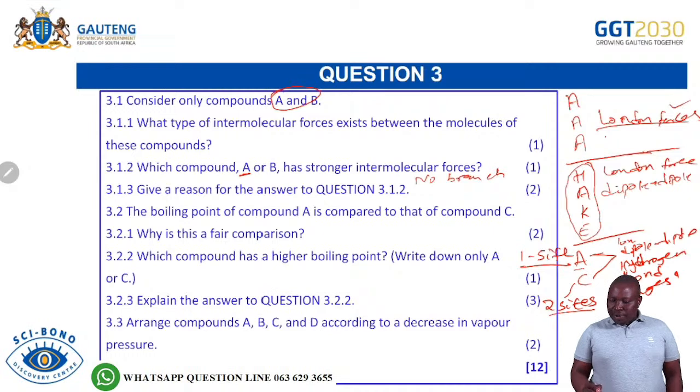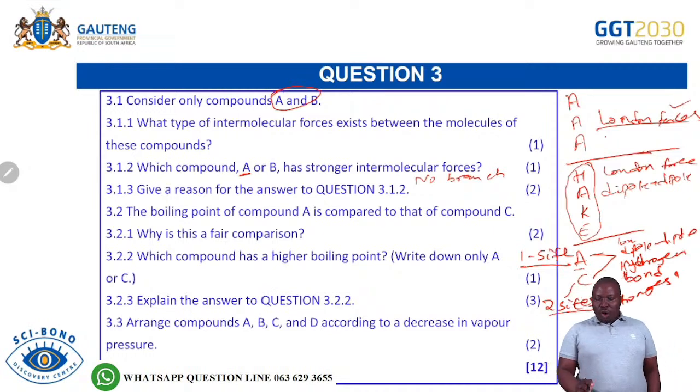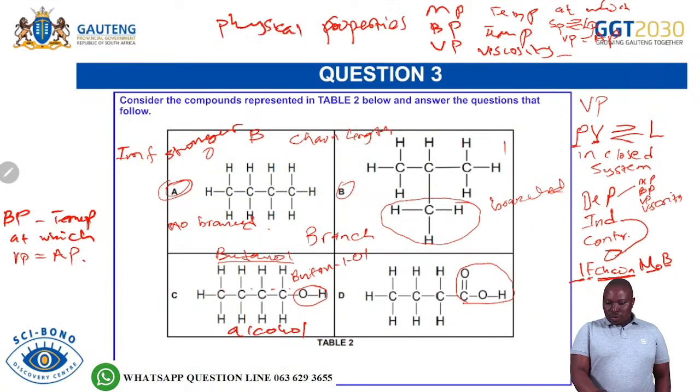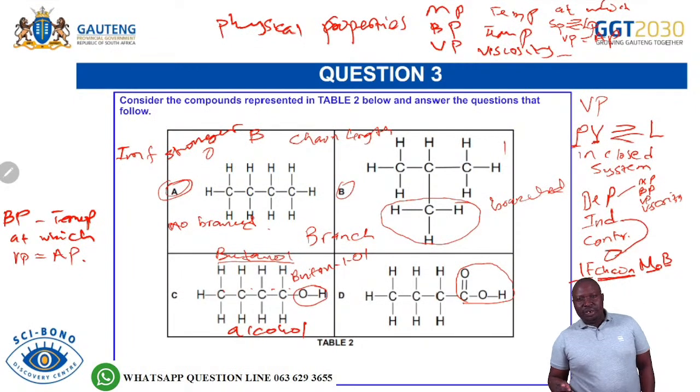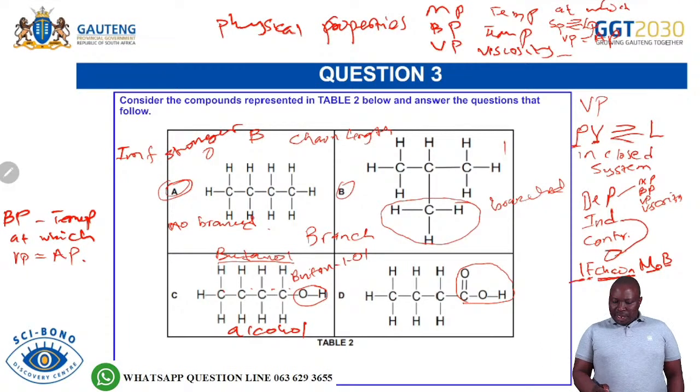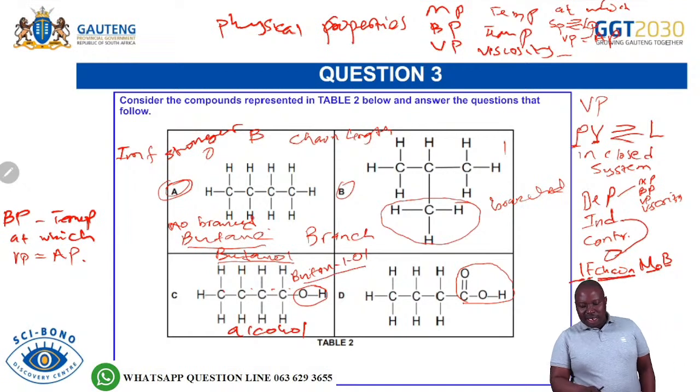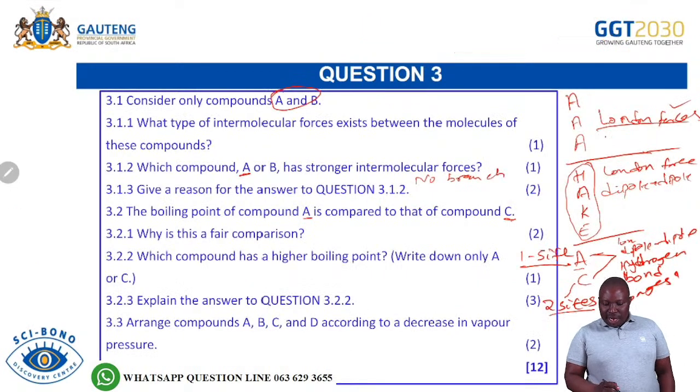The boiling point of compound A is compared, sorry for that, to that of compound C. So we are comparing the boiling point of A and C. If you look at A, you have that structure which is a 4-carbon structure of butane, and then we have C, which is butan-1-ol. You can see something in common there. This is butane, this is butan-1-ol. The question is now asking, is this a fair comparison? I think you will say it's a fair comparison.